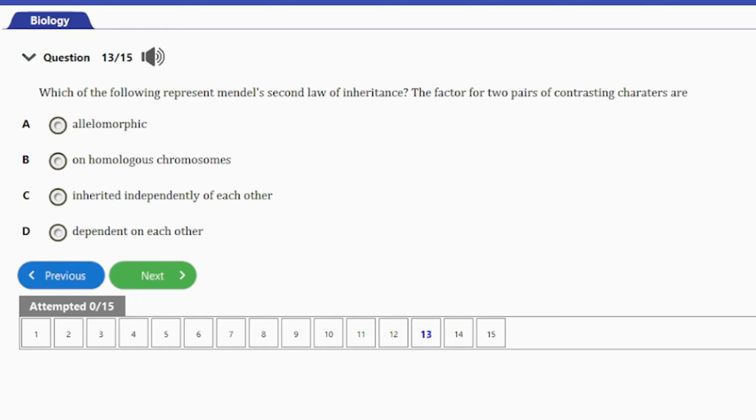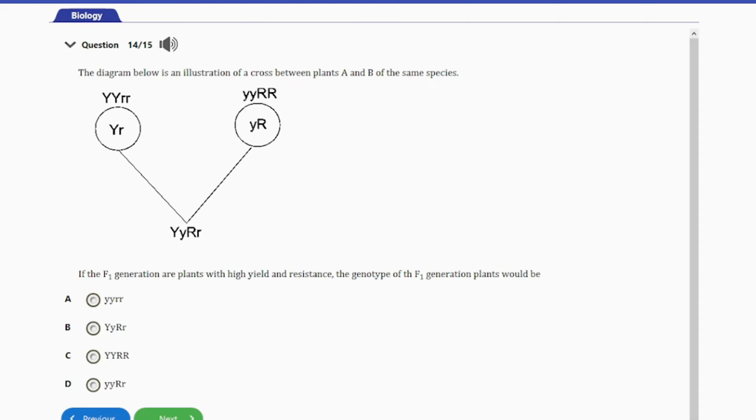Question number 13 here. It says, which of the following represents Mendel's second law of inheritance. The factor for two pairs of contrasting character are A, allelomorphic, B, on homologous chromosomes, C, inherited independently of each other, D, dependent on each other. So guys, the answer to this question is option C, and that's inherited independently of each other. So here, question number 14, we're back to this diagram again.